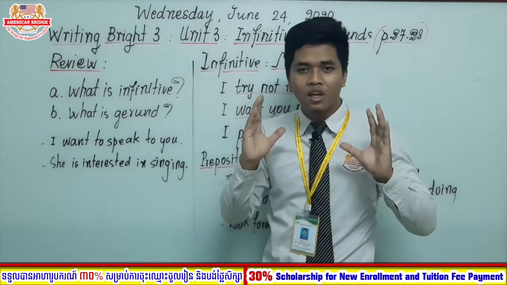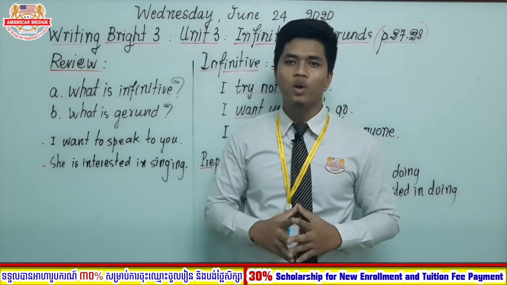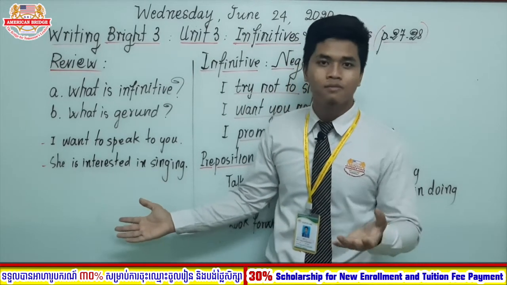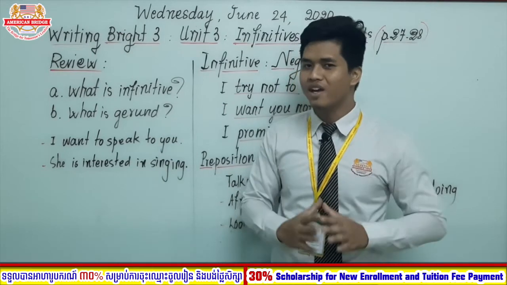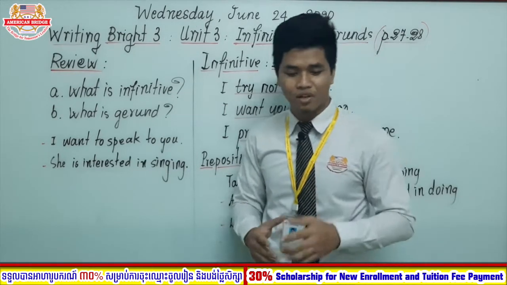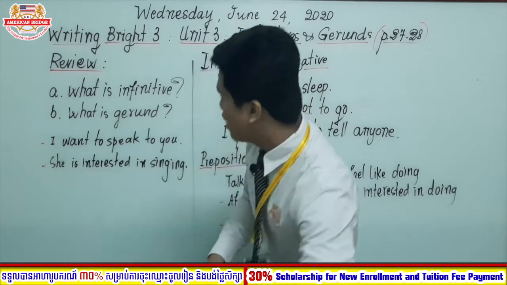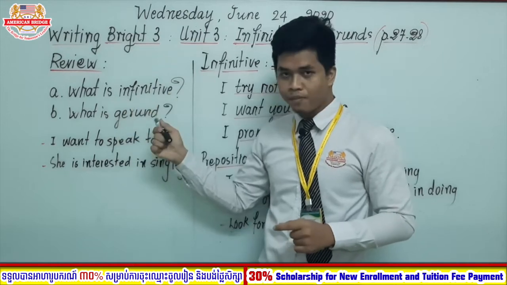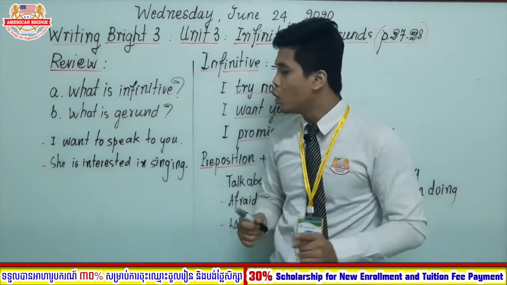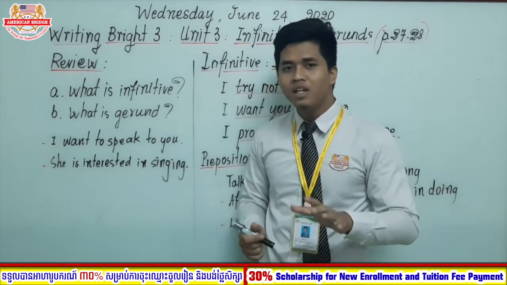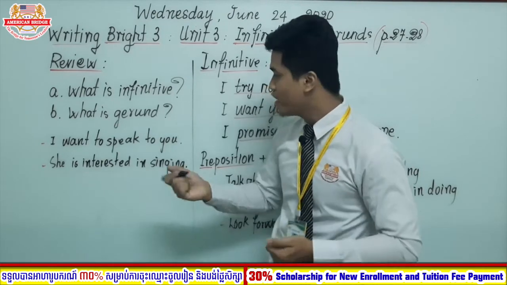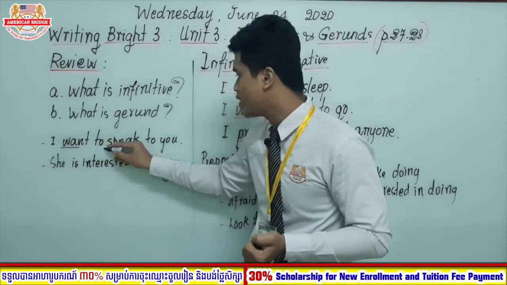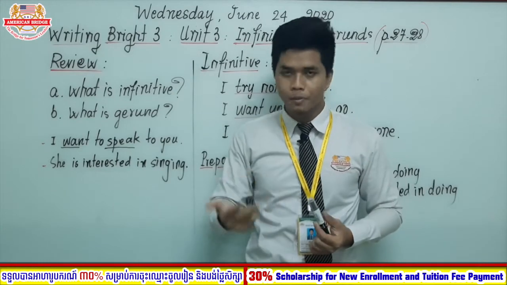And I would like you to think of what is infinitive and what is gerund. So can you find the answer here on the whiteboard? Sure, maybe you can find the answer, but let's clarify those answers all together. Okay? So let's look at the first question. What is infinitive? To answer this question, you need to look at the example here. Look at the sentence on the whiteboard. How many verbs do we have here? Want and speak. So there are two verbs.